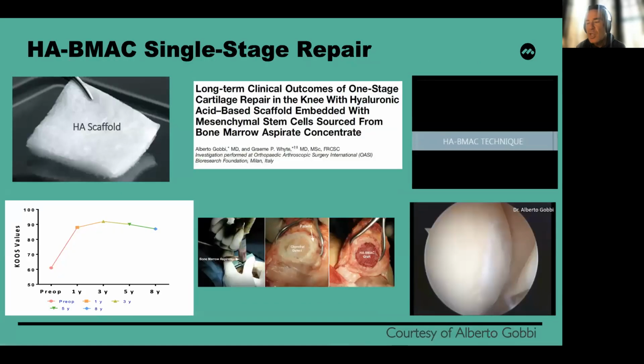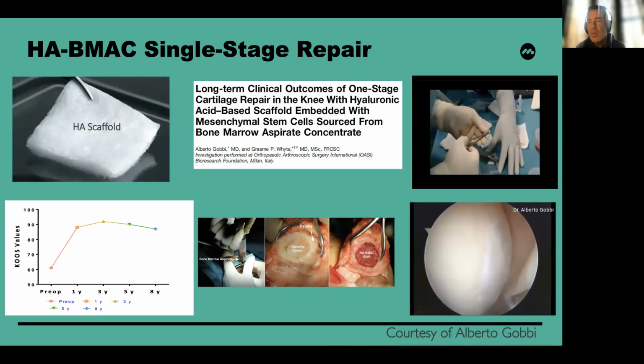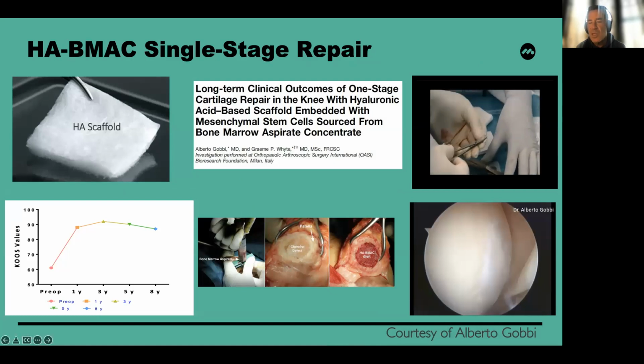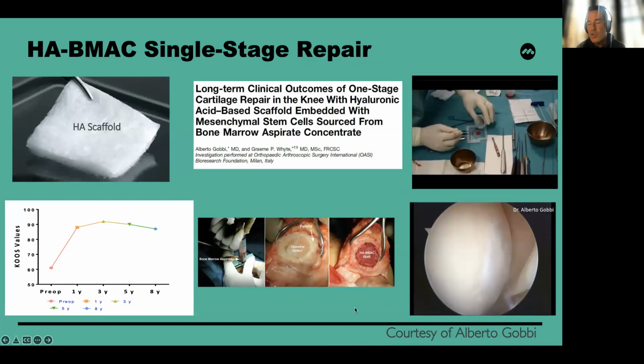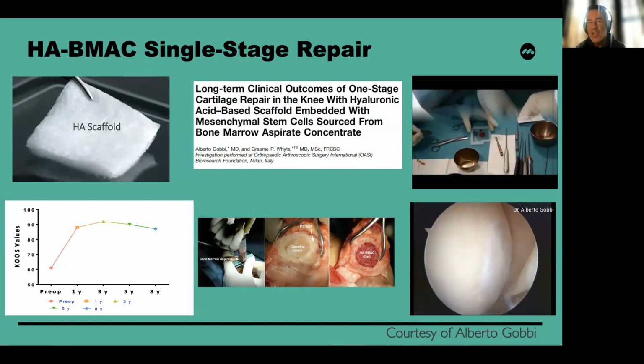This technique, courtesy of Alberto Gobbi, demonstrates a single stage technique using bone marrow aspirate and hyaluronic acid. And while this is done through a mini arthrotomy in this picture, he is able to do this arthroscopically as well, with contoured cutting guides and instrumentation.